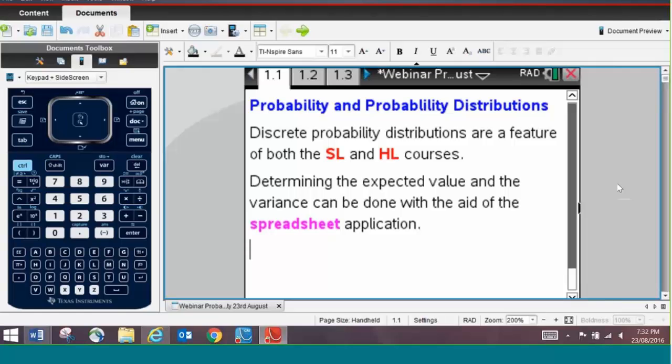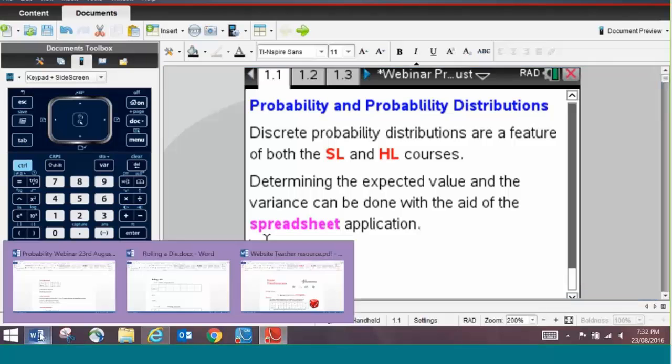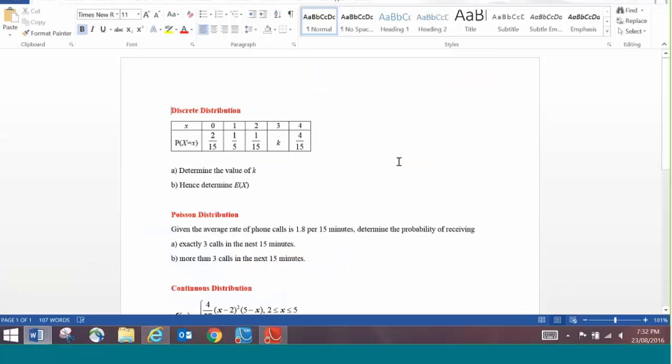I was going to look at some of the probability distributions that come up in both standard level and higher level courses. So I wanted to start off firstly with the discrete probability distribution, which appears in both courses. And a process that you may not have been using is the spreadsheet application. So I have, which are all attached in the files when you download them, a couple of examples here. So this discrete distribution, it's a typical exam style question where you may have to find a missing value for a probability, or it may be that all of those values are in terms of k and the students need to solve that.